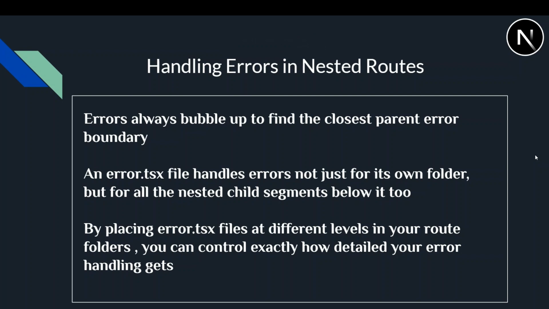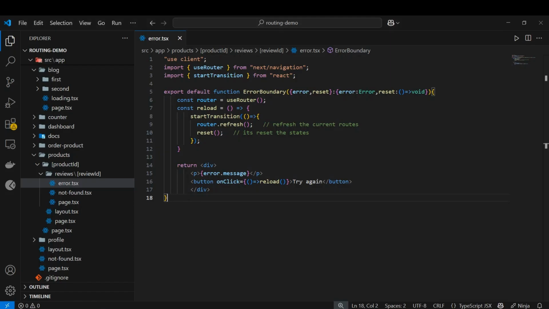First of all, I just want to let you know that errors which occur in a child will bubble up to the closest parent error boundary. So let's do a small example. Let's move on to Visual Studio Code. Here you can see we have a review ID folder, and inside review ID we have error.tsx. First of all, we move this error.tsx out into the product folder.